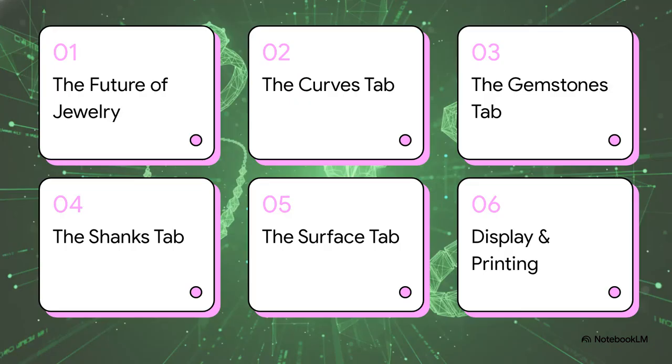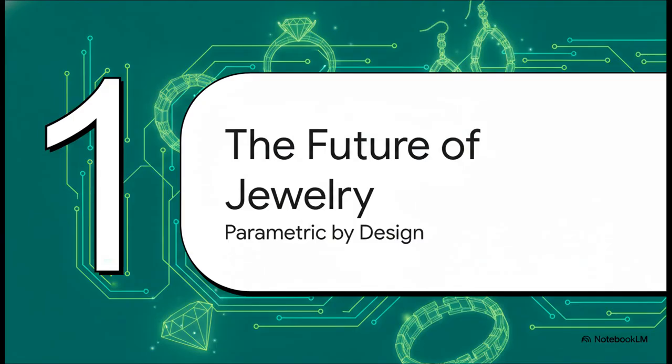So, for our tour today, we're going to explore this digital workbench, one tab at a time. We'll start with the big picture, then we'll get into the fundamental building blocks. We're talking curves and gemstones, then the ring shanks and surface details before we wrap up with those all-important finishing touches. Ready? Let's go.